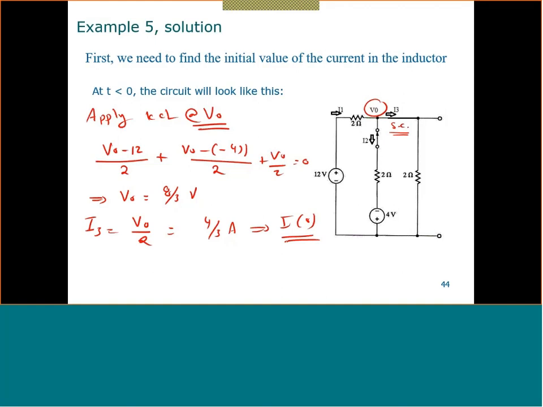Okay, now we will move from t less than 0 to the moment we close the switch, so t just equal to 0, and we want to see what is going on.